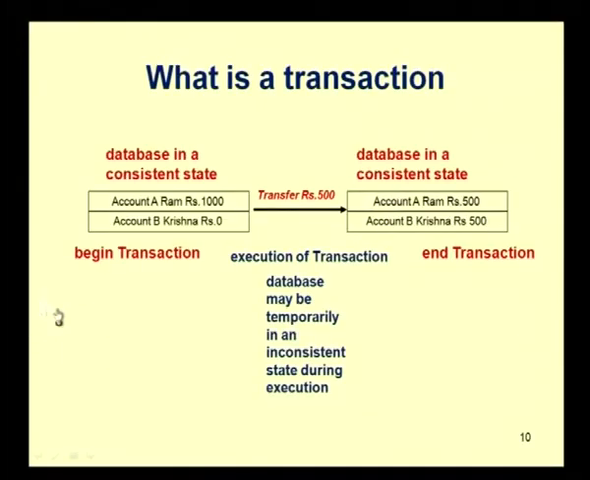But when you do a transaction, whether you begin the transaction or end the transaction, it should be in a consistent state. If due to some problem you are not able to complete the transaction, then you go back to the original state. Always a transaction takes a database from one consistent state to another consistent state. Now, that is a transaction.